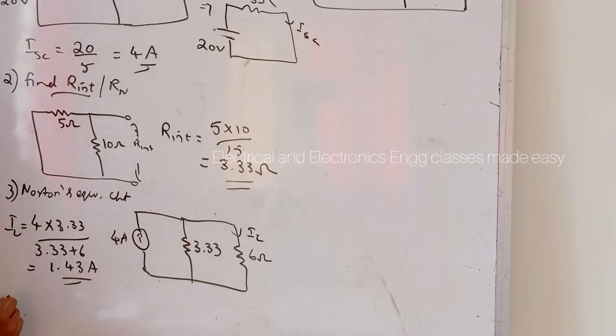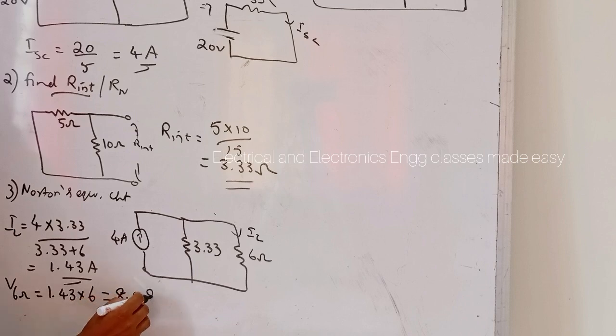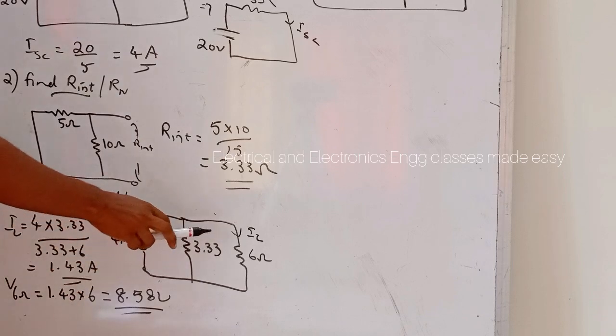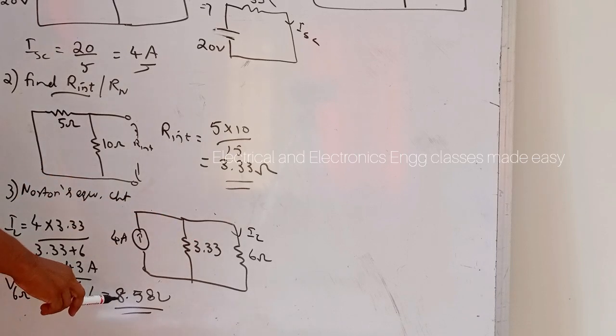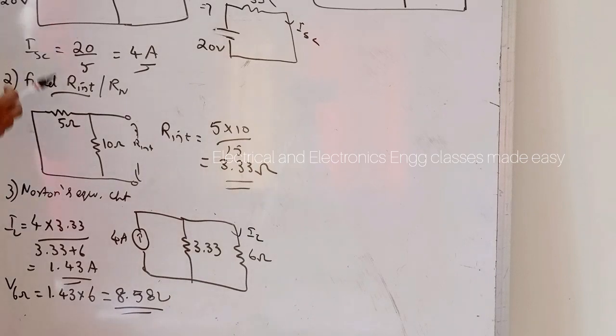Then we can find the voltage across the 6 ohm resistor, and that is equal to IL into 6, that is 1.43 into 6, and that is equal to 8.58 volt. So the voltage across the load resistor is 8.58 volt. So in this way we are applying the Norton's theorem. In the next class we will discuss more problems related to Norton's theorem.